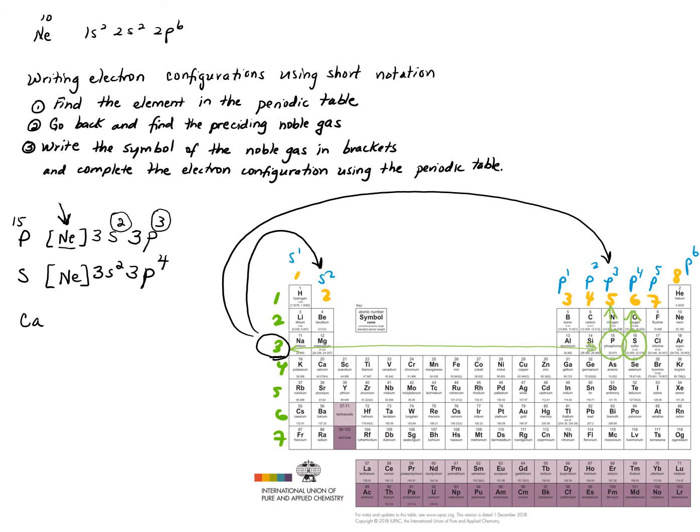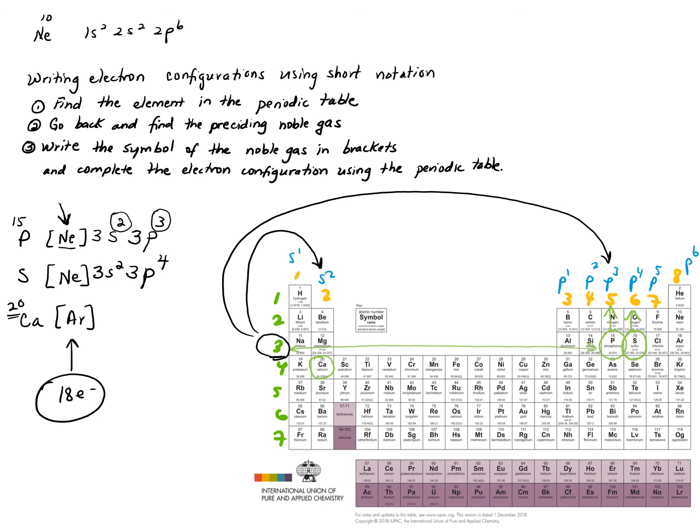The last one is calcium. Calcium is all the way on the left side of the periodic table, right here. Element number 20, we need 20 electrons. The noble gas that you have right before calcium is argon. For argon, we already have 18 electrons. So you see, you have 18 electrons and you need 20 electrons.